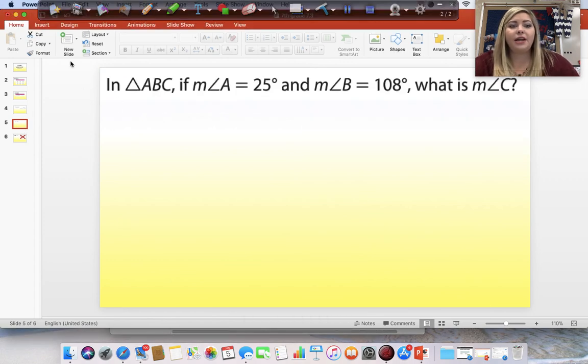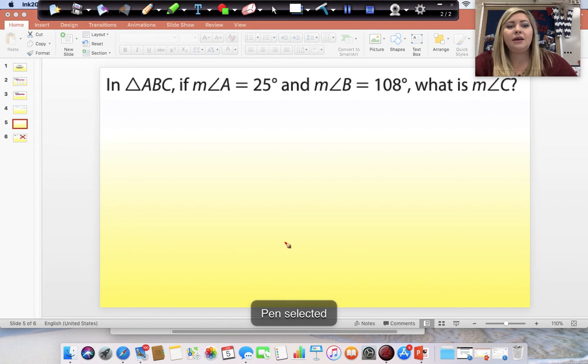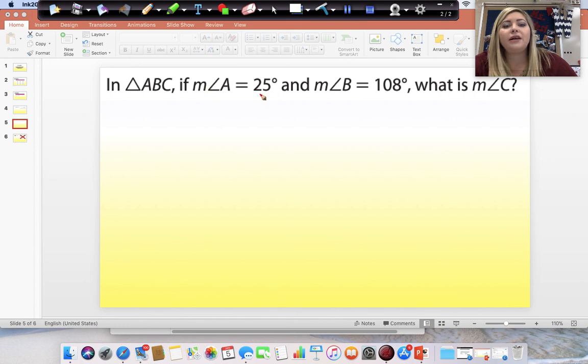So here we've got triangle ABC. The M stands for the measurement. So the measurement of angle A is 25 degrees, and the measurement of angle B is 108 degrees. What is the measure of angle C? Sometimes it's helpful just to draw a triangle. It doesn't have to be pretty, and it doesn't have to be accurate in size. But sometimes it's easy to see if you've got these numbers written in here.